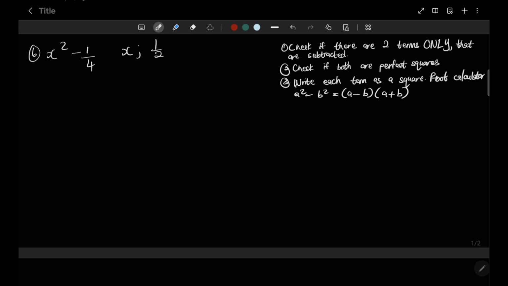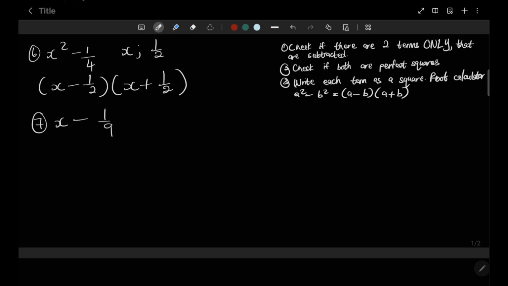Now let's write our difference of two squares. The first bracket should be x minus 1 over 2, and the second bracket should be x plus 1 over 2. Now let's do the next example. Let's do x squared minus 1 over 9.